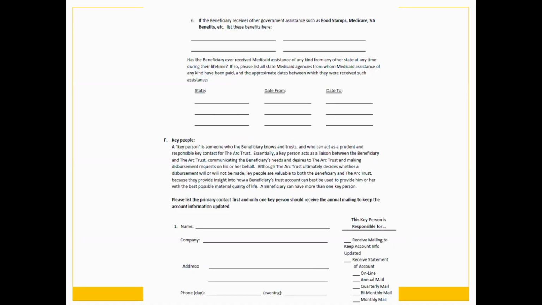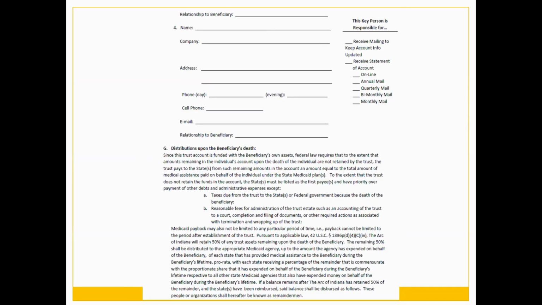Section F is where we can include information about the key people. This is going to be anyone that the beneficiary trusts to be able to reach out to us on their behalf. Again, if the beneficiary believes that they are going to be the person who is going to be reaching out to the ARC Master Trust for themselves, they should also be listed as a key person.